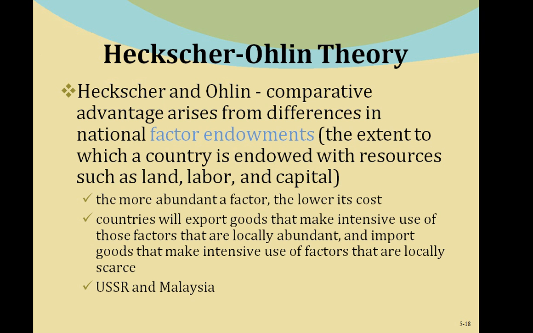that are locally abundant, while at the same time they import goods that make intensive use of factors that are locally scarce. So this thing, I gave an example before, like USSR and Malaysia. We look here. USSR is very good in producing fighter jets, and Malaysia is good in producing palm oil. Because of factor endowment, Malaysia is encouraged to produce more palm oil, and the factor endowment makes USSR more efficient. It means it's cheap for them to produce fighter jets, so USSR produces fighter jets, Malaysia produces palm oil.